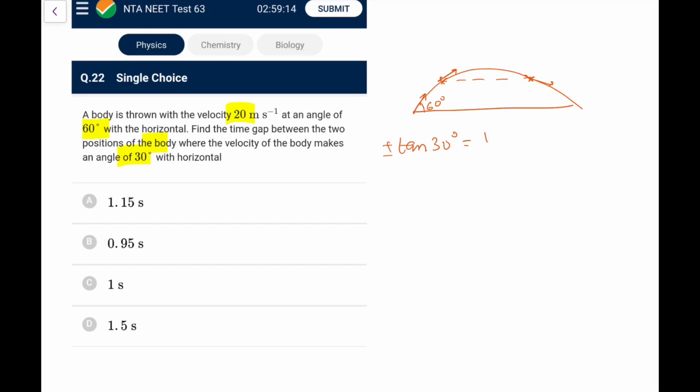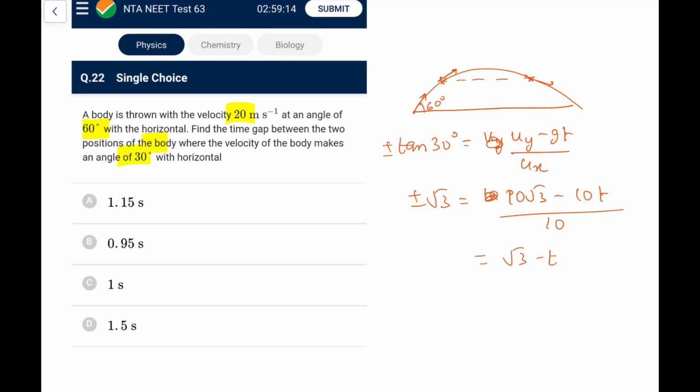So I can write tan 30 equals Vy by Vx, that is Uy minus gt upon Ux. So I can write it as plus minus 1 by root 3, where Uy is 20 sin 60, that is 10 root 3, minus 10t, and this would be over 20 cos 60. Okay, so 10 goes, it is root 3 minus t. Wait, tan 30 is not root 3. This was a very grave mistake I was doing. So the first time it is 1 by root 3, so t comes out as root 3 minus 1 by root 3.